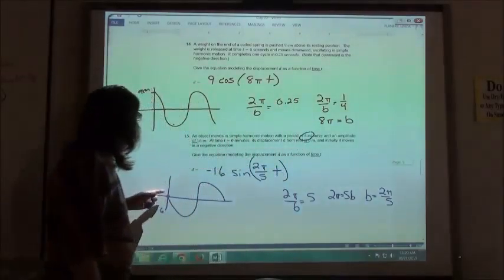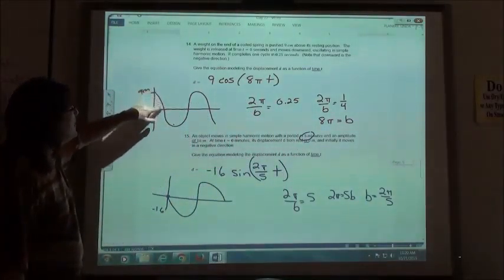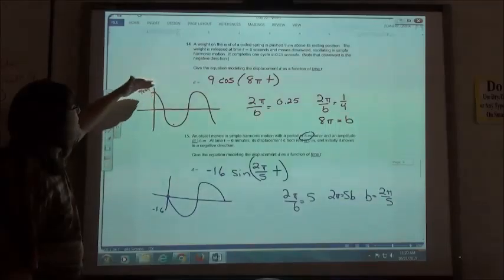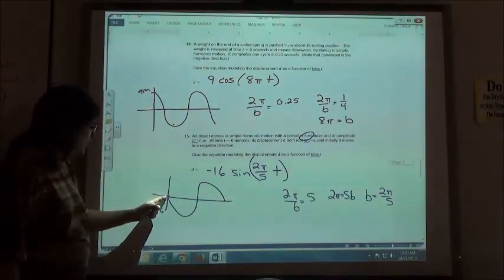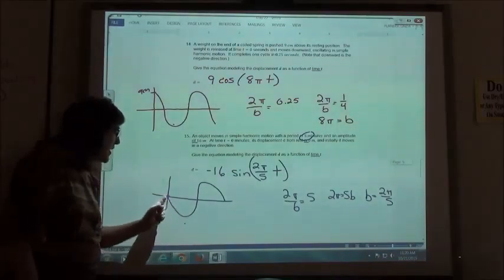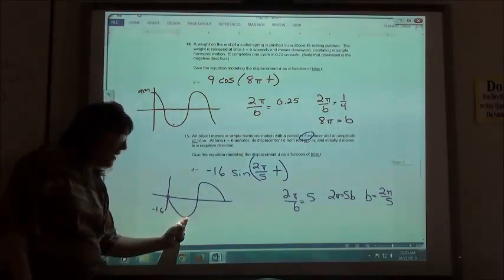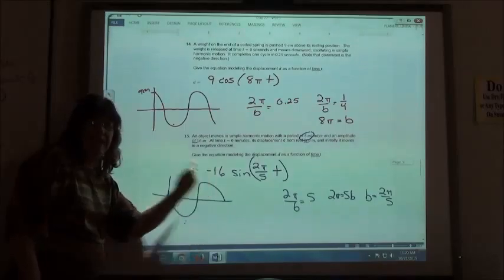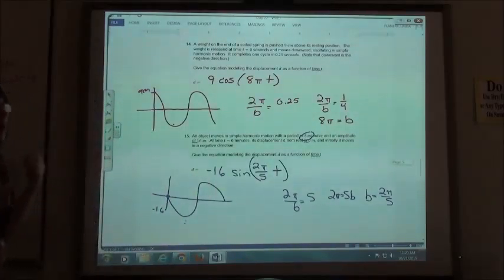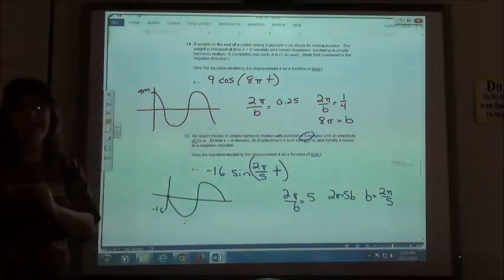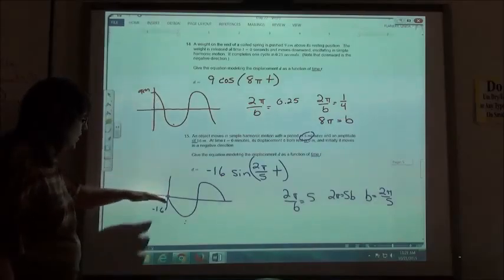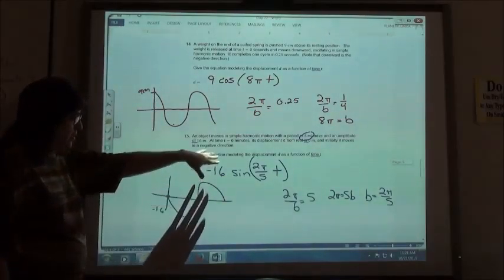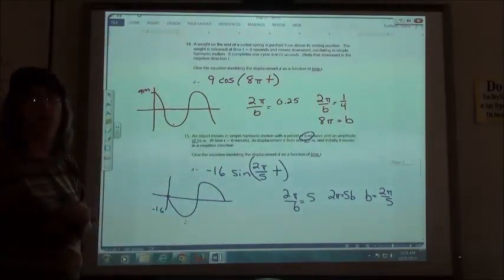So you can see here, even though it said this one started and moved in the negative direction, it still had a positive amplitude because it started up here at 9. Where this one went in the negative direction first, I had the sine curve and it went negative first. It had a negative 16 there. Although technically the amplitude is 16, the value in front of my sine is negative 16 to show that it goes downward first. So it helps to sketch out the picture of your graph before you try to write your sine or your cosine curve.